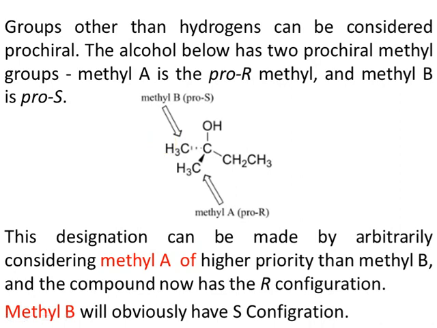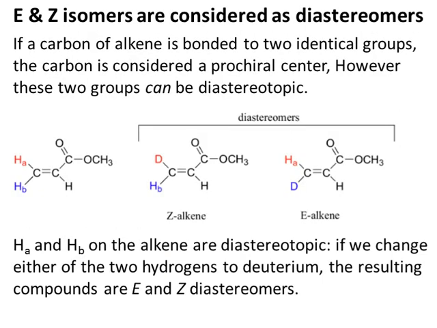right? So in that case, if you are considering how to assign this configuration pro R and pro S, then just replace any of these groups with some other substituent and assign the configuration. So you have to assign higher priority to that group. So 1, then you have the 2, and this is 3, right? So in that case you can get the configuration. Just assume that you have replaced this methyl group with some other group, right?